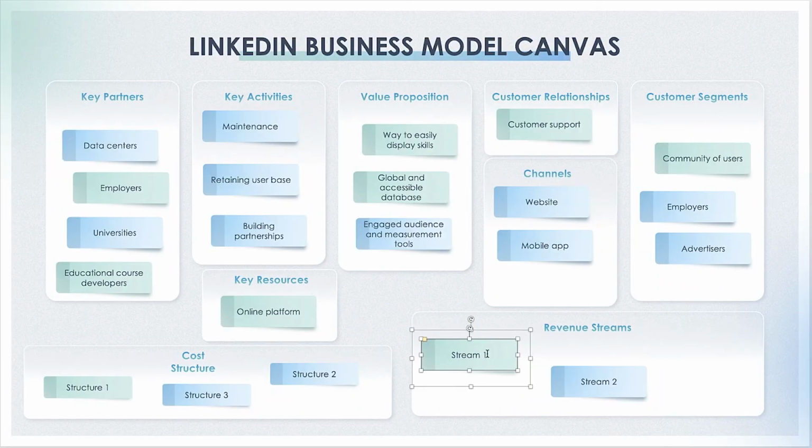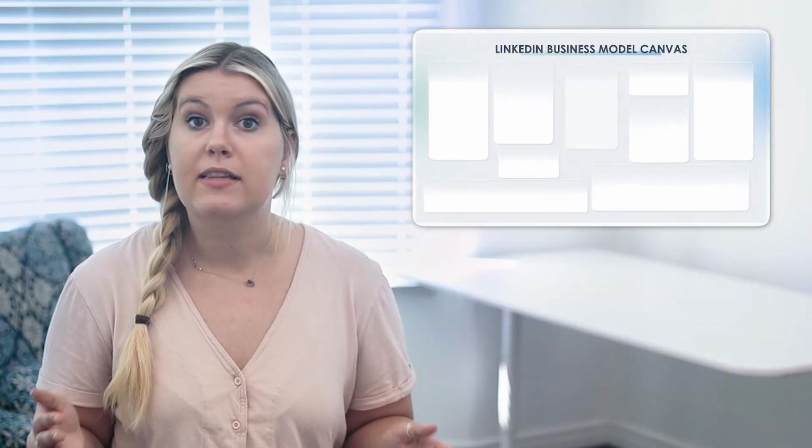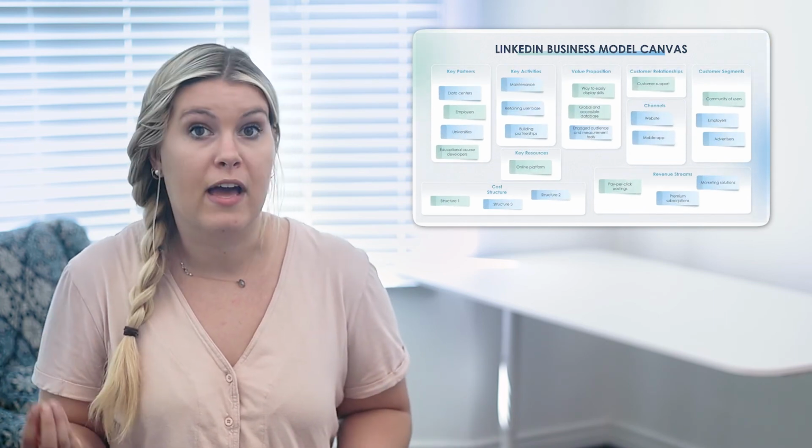Its revenue streams include pay-per-click job postings, premium subscriptions, and marketing solutions. Each of these components can be listed out in the business model canvas and swapped in or out as they are evaluated for success. Want an easy-to-use business model canvas?